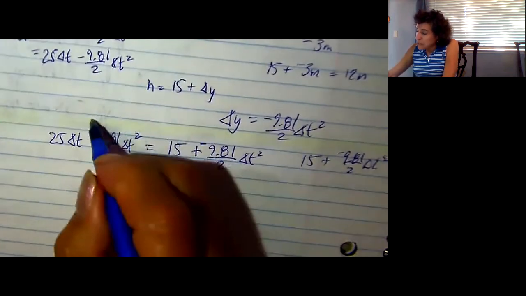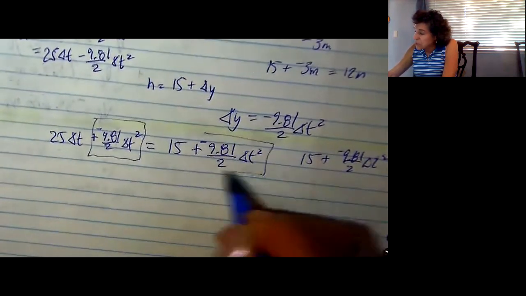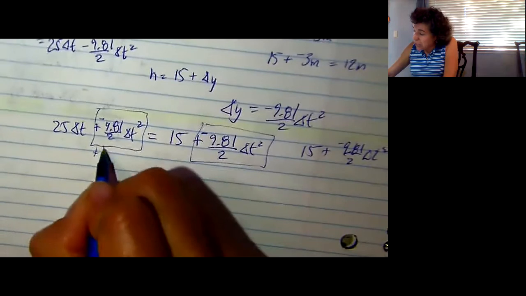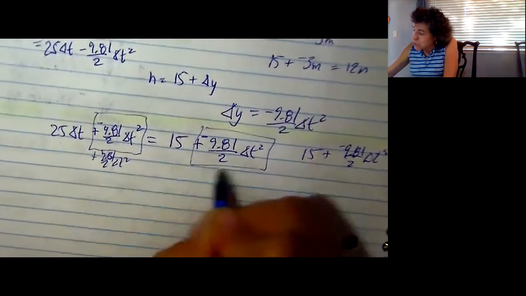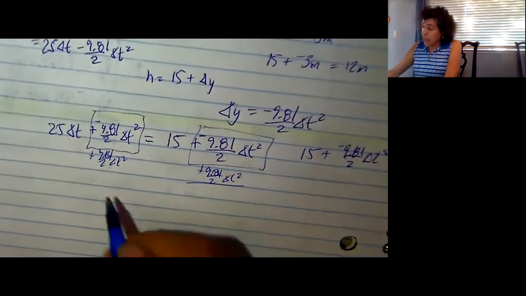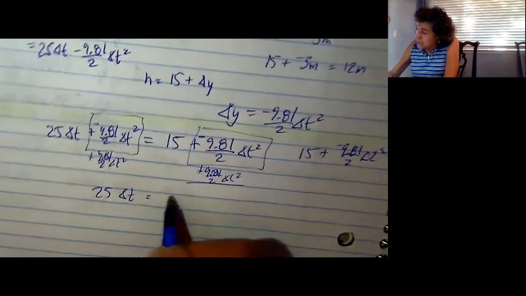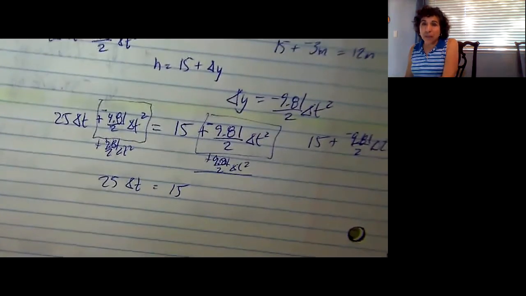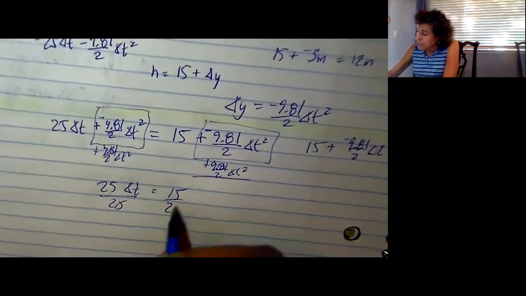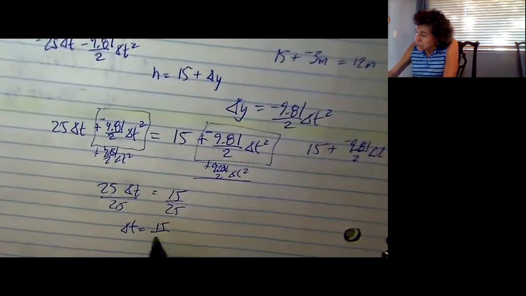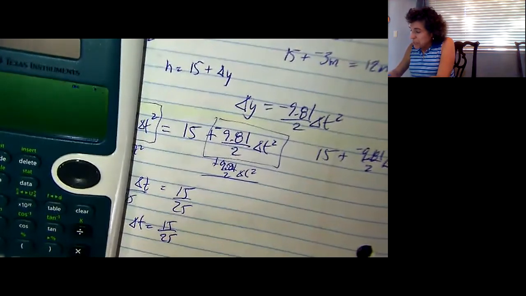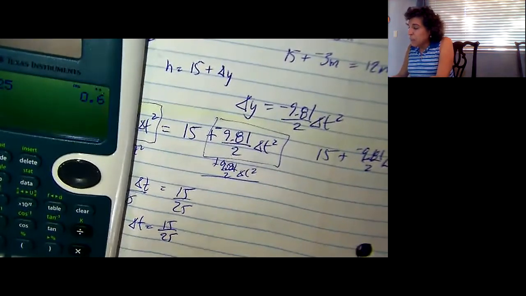All right, so notice that this term is exactly the same as this term. So if I add that term to both sides, they're both going to go away. I'm going to add 9.81 divided by 2 delta t squared to both sides, and it goes away. And I end up with 25 delta t is equal to 15. Ooh, that's a simple one. I want to solve for delta t. I divide 25 to both sides. So delta t is equal to 15 divided by 25, and I get 0.6 seconds.